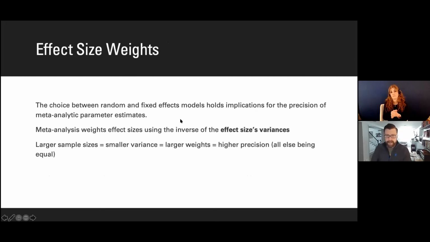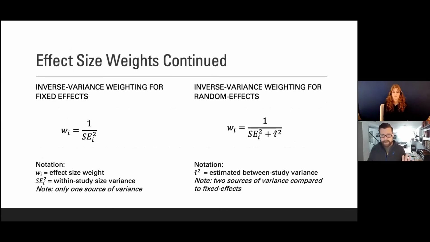So the choice between the fixed effects model and the random effects model, like I just indicated, has implications for the precision of the meta-analytic parameter estimates that you may be interested in, like the study average. Again, the general formulation is that the weights are a function of the effect size variances, but how we conceptualize those variances is going to differ between the fixed and the random effects models. Holding everything equal, larger sample sizes are going to equal smaller variances, larger weights, more precision in your meta-analytic averages.